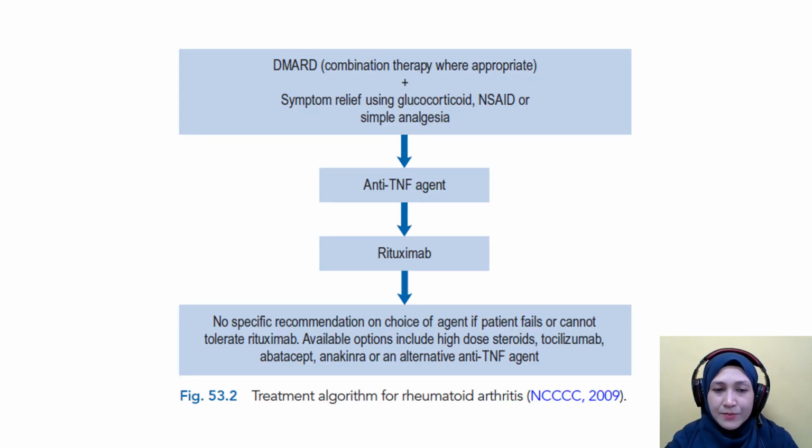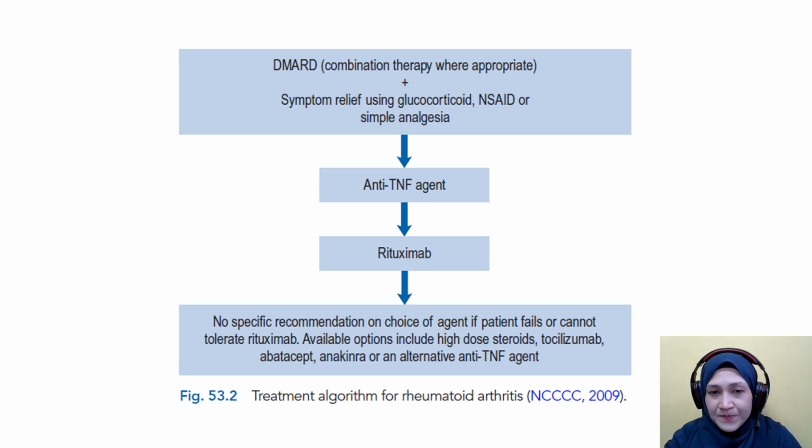This is the treatment algorithm for RA. So we can start with disease-modifying anti-rheumatic drugs, so DMARD. We can use a monotherapy or combination therapy whenever possible. So it depends on the severity and condition of the patient. And we can also combine with the symptomatic relief of the swelling and the pain using glucocorticoid, NSAID, or other analgesics.